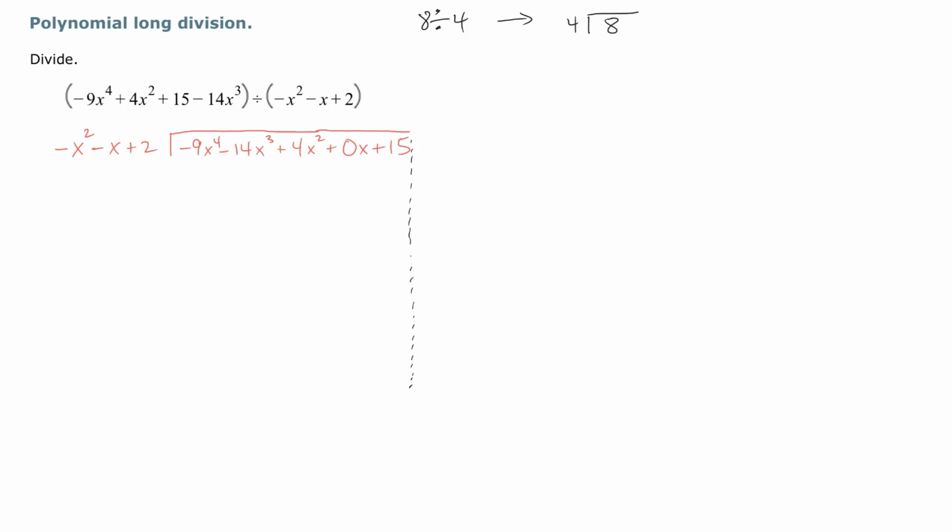Now we start off with a question about how many quantities of negative x squared minus x plus 2 go into negative 9x to the 4th. And the answer is 9x squared. And I'm going to put the 9x squared over the 4x squared. We are now at the step called multiply. So when you multiply here, make sure you remember you're using the distributive property. We go ahead and multiply, and we get negative 9x to the 4th minus 9x cubed plus 18x squared.